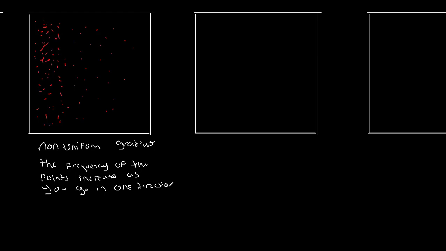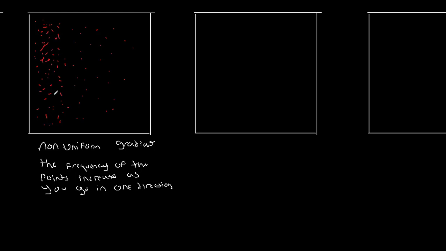A non-uniform gradient. Basically, the frequency of the points increases as you go in one direction. It's important to note that what I've drawn here is a right to left gradient. You increase as you go from right to left.